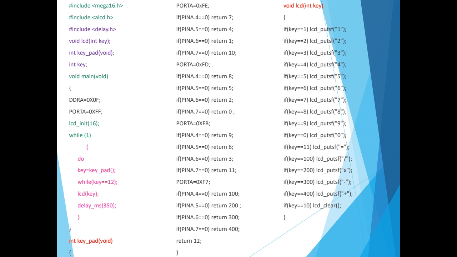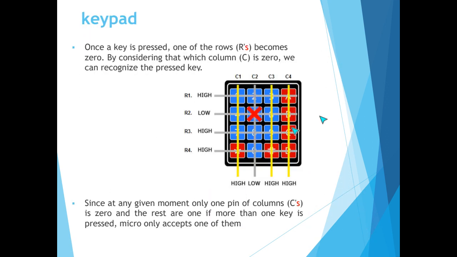What does it mean? It means that, for example, make column 1 zero at the first step. Then read the data of this row, read the data of this one, this one, and this one too. For checking that, when C1 is 0, we want to check which of these keys are on. We want to know, for example, whether R1 is 0, R2 is 0, R3 is 0, or R4 is 0.